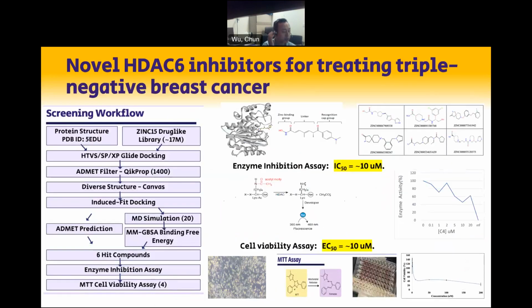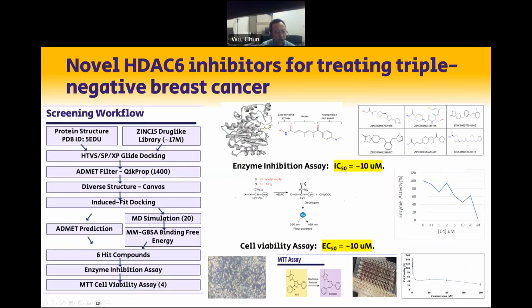This is another application of virtual screening, which uses the workflow I introduced to find a short list of potential compounds for wet lab testing. This protein target is for triple-negative breast cancer, which is the hardest form of breast cancer to treat.